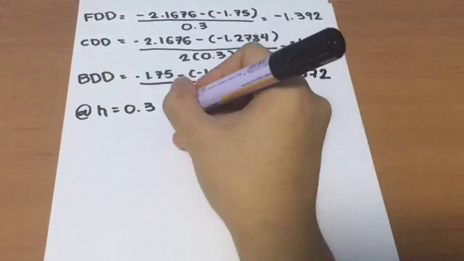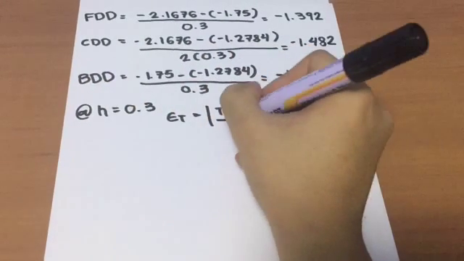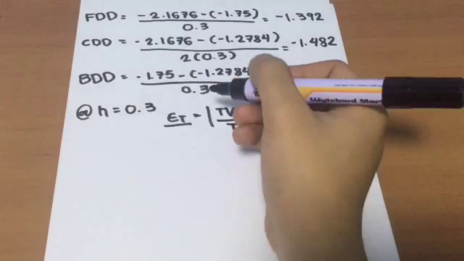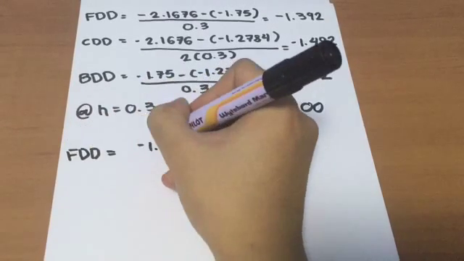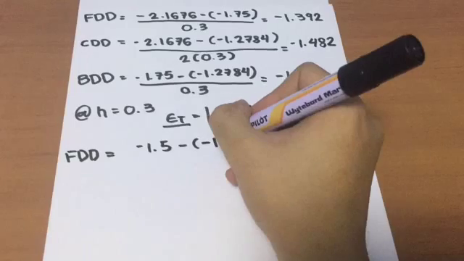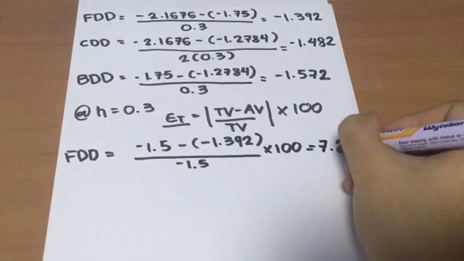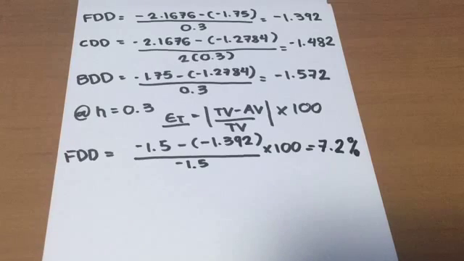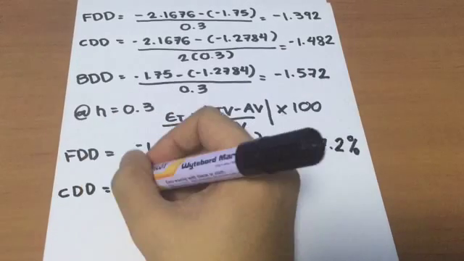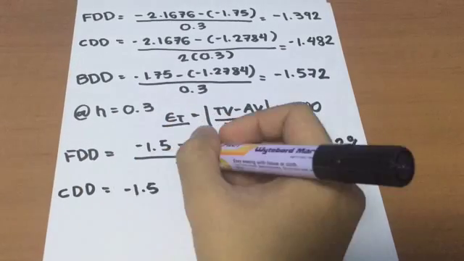So we simply get at h 0.3 our error, or our true error. So we have true value minus approximate value over true value, take the absolute value of that, and multiply by 100. So for the FDD, we have 7.2%. Not bad, because that is relatively small.